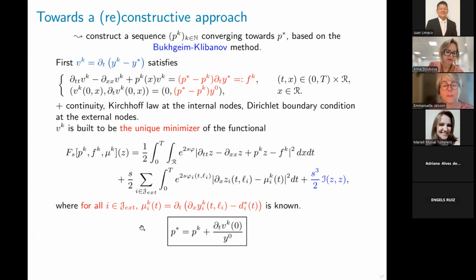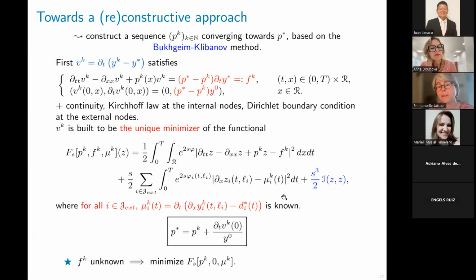But in fact, it is not true, because when you minimize this functional here, you have to know Fk. And if you look here, Fk depends on P star. And of course, you don't know P star. So as we cannot minimize this functional because we don't know Fk, the idea is to forget it, replace it by 0, and hope that we will be able to construct a sequence of potentials that will converge to P star. That is the hope.